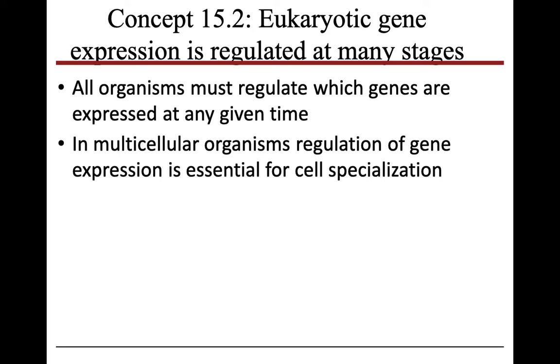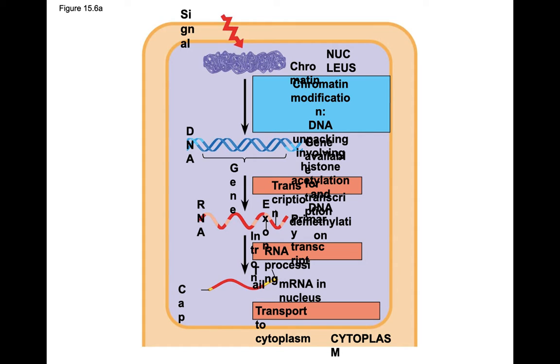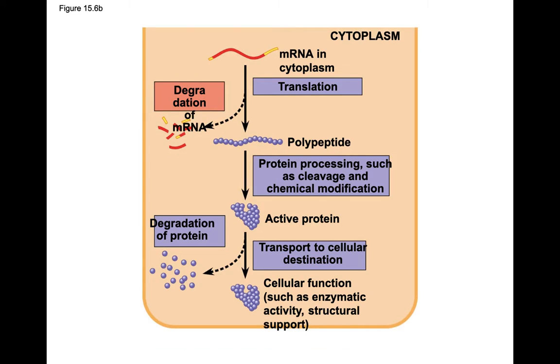All organisms have to regulate gene expression at any given time, but in multicellular organisms, it's really key for cell specialization and tissue function to have lots of endocrine signals going between different cells to regulate gene expression. This is a little bit messy because the wording on this PowerPoint is a little off, but generally we can have modifications of the chromatin, DNA, mRNA expression, and then also post-mRNA transcript modification. So there's a lot of ways that we can modify the gene expression in eukaryotic cells.